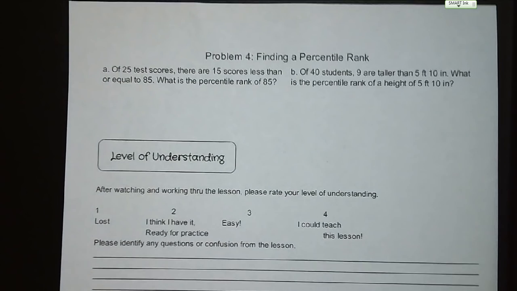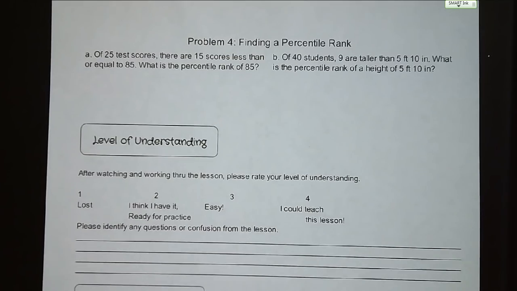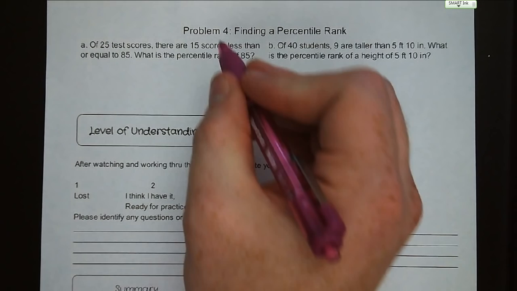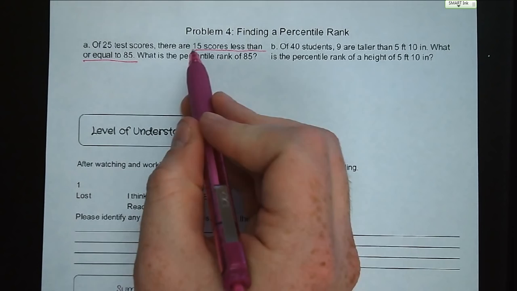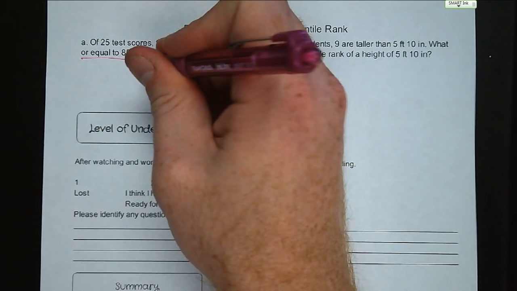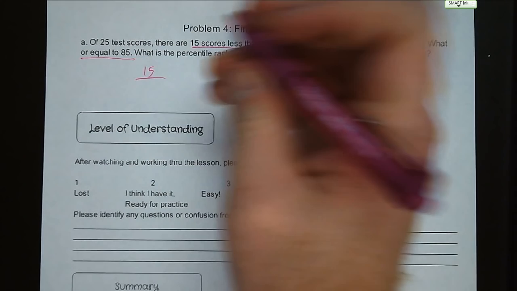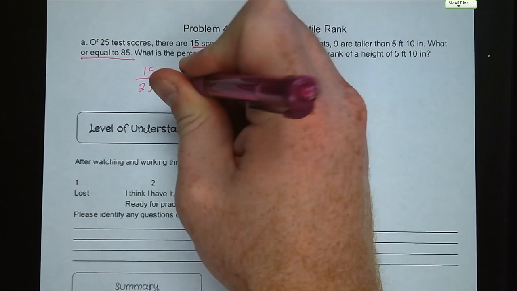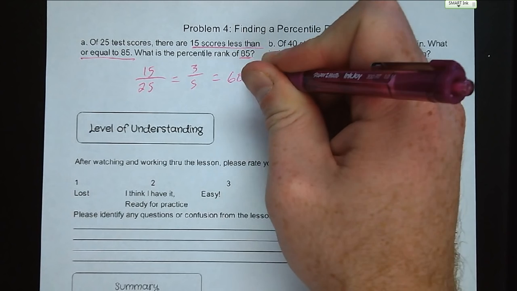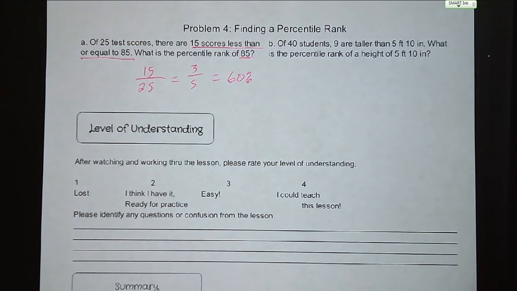Last problem for today is finding a percentile rank. And remember, this was how many are at that level and below. All right, so out of 25 test scores, there are 15 scores less than or equal to 85. What is the percentile rank of a score of 85? So if there are 15 or less at that point, out of a possible 25 tests, that fraction reduces to 3/5 or the 60th percentile. Okay.